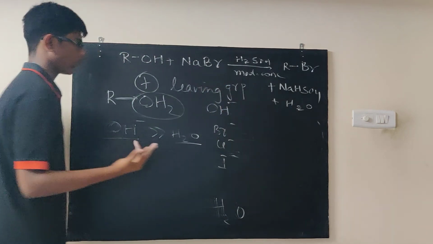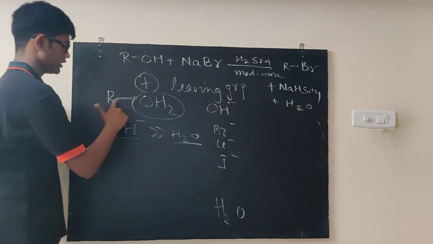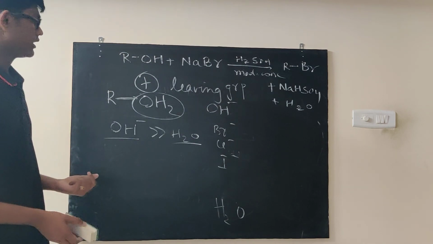So we do it for three reasons. One, to reduce nucleophile strength. Two, to make it a better leaving group. And three, to reduce the bond strength. Okay, so those are three points of theory which you want to keep in mind.